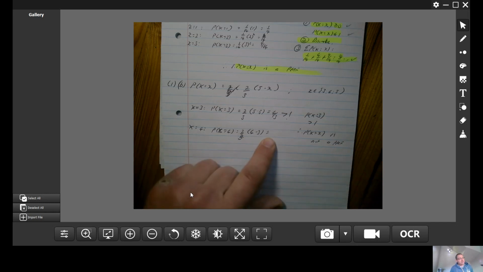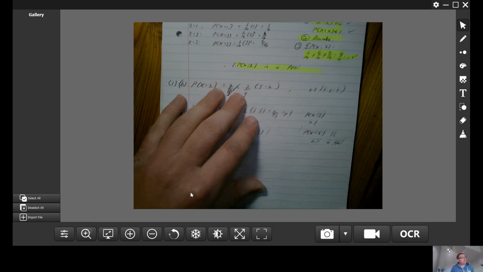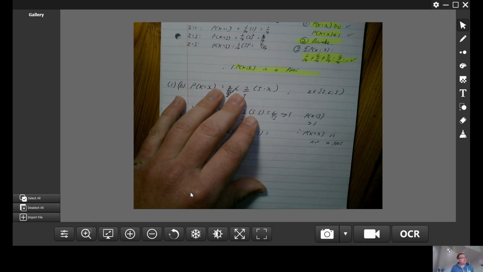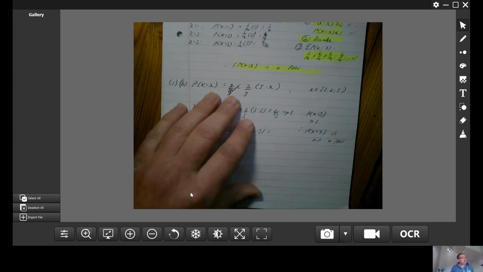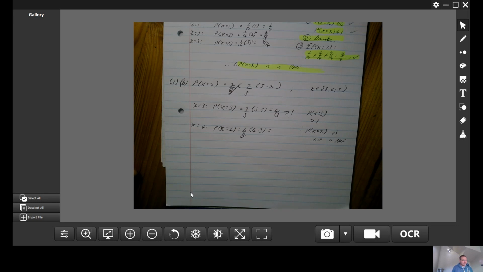If one of them was negative, I could have stopped and said the same thing. If they were all between 0 and 1, the last check I'd have to make is, do they all add up to 1? If the sum of the individual probabilities doesn't add up to 1, it's also not a probability mass function.